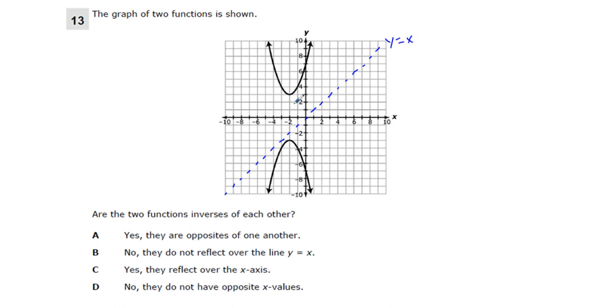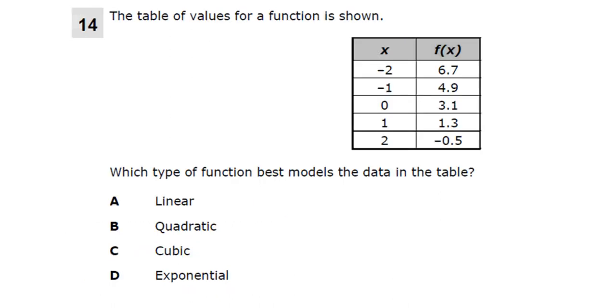Okay, are these reflecting about the line y equals x? No, reflecting about the line y equals x would look something like this, right? That's what that would look like to be an inverse, not this one down here. So no, they do not reflect over the line y equals x. B is your correct answer for 13. And of course, these ones are reflections about the x-axis. Okay, right? They reflect about the x-axis. That's true, but that's not what an inverse function does. It reflects about the line y equals x.